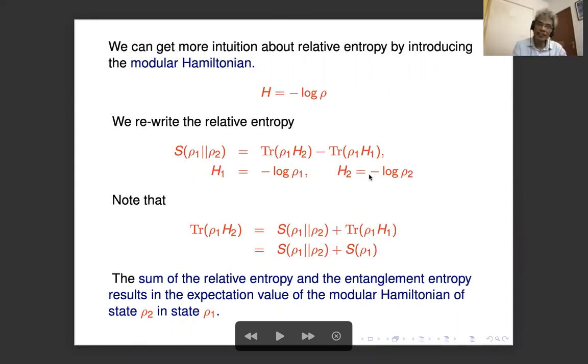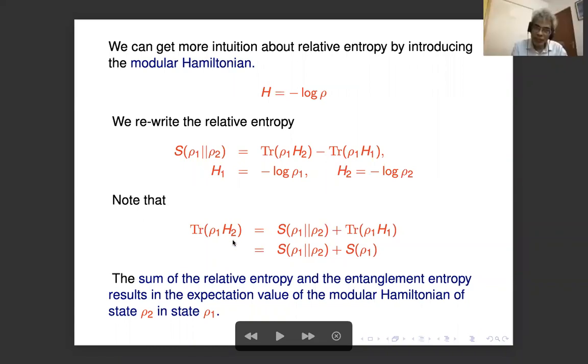So you can write it just by this definition. It's just a consequence of this definition like this. But it has an interpretation once you write it like this. This is like the expectation value of this Hamiltonian in this density matrix. So it has some meaning once you write it like that. Now it is a little bit clearer than the previous one.